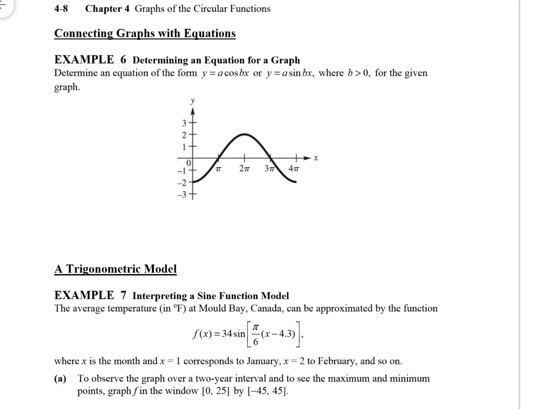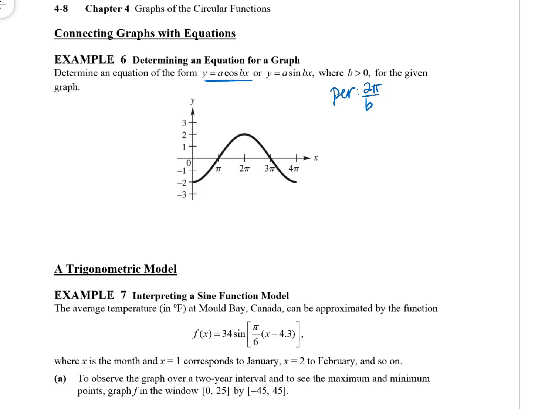On the next page, 4-8, we have example 6. Now we're going to go backwards, starting off with a graph. We want to find the equation. First, I'm going to determine if this is sine or cosine. If it starts at 0, 0, then it's going to be a sine graph. And you see how this one doesn't. It starts at the minimum and then it goes up to the maximum and back down. So that means that this is going to be a cosine graph. Now we know that the period is 2 pi over b.